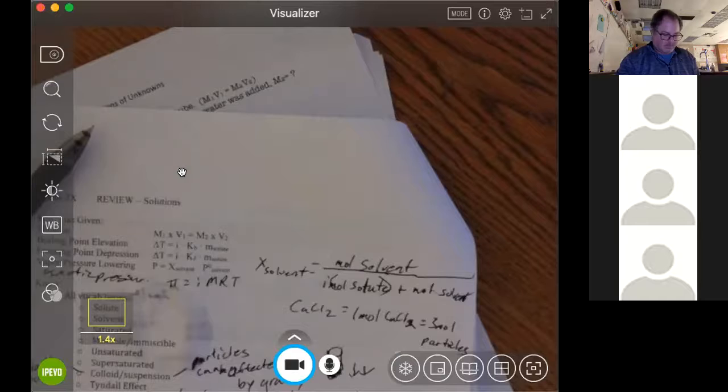Wait, Mr. Jackson, I have a quick question. Yeah. So if there are no solute particles, there's no scattering of light, but if we added the silver, there's a scattering. Mm-hmm. Okay. And that is the Tyndall effect, yep.